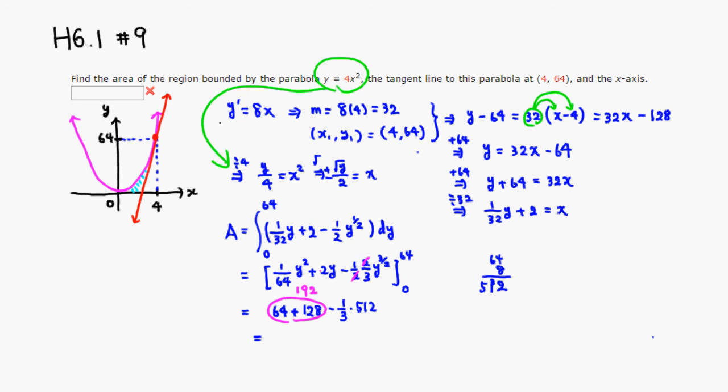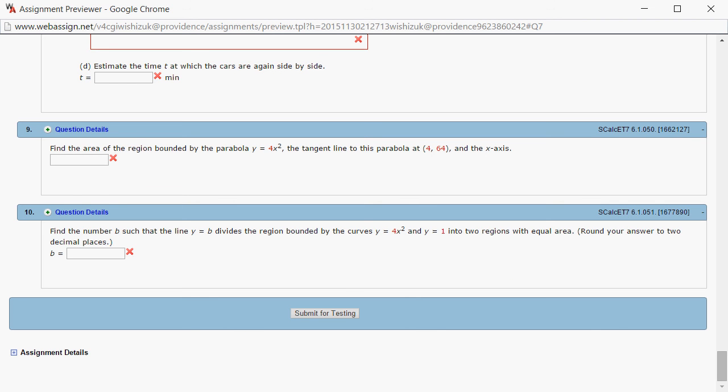So it looks like this is going to be 192. Then the common denominator is 3, so it's going to be over 3. Multiply by 3: 2 times 3 is 6, and 27 and 3. So it's 576 minus 512. That's going to be 64 over 3. So let's type it in. We got 64 over 3.